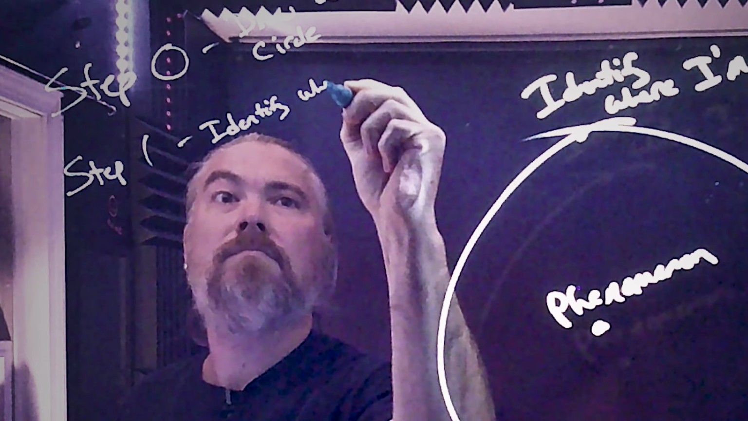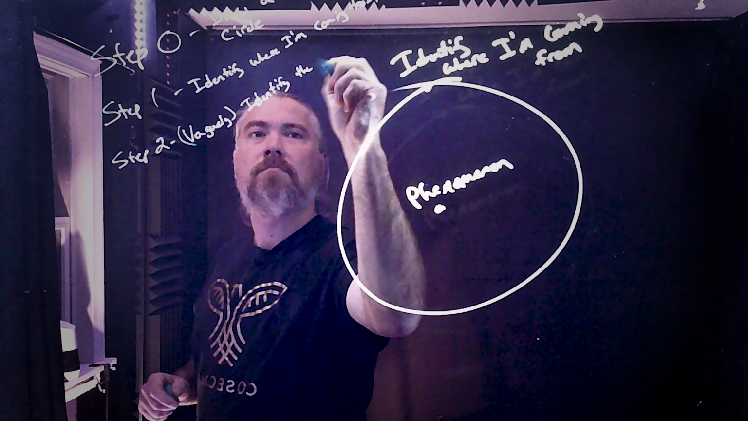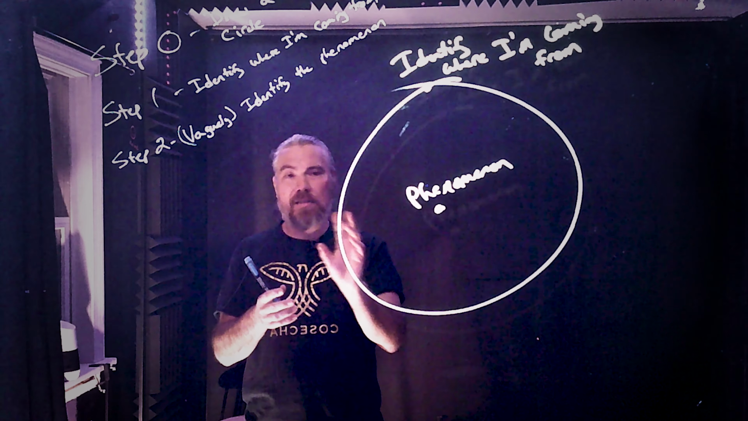Step 1, identify where I'm coming from, what we might call a perspectival starting point. Step 2, vaguely identify the phenomenon. We're going to talk more later about the difference between the thing itself, the Ding an sich, and the phenomenon, or the way that that thing appears to our conscious mind. We are absolutely going to dive into that, but we're not quite there yet. For now, let's just call it we're vaguely identifying this thing as in just using this word, phenomenon.